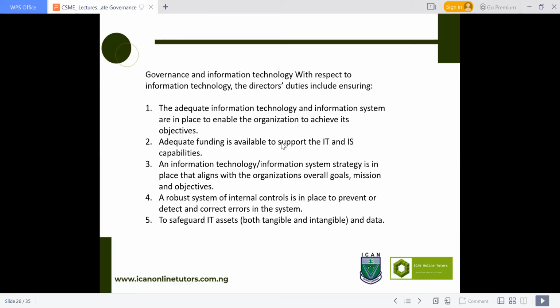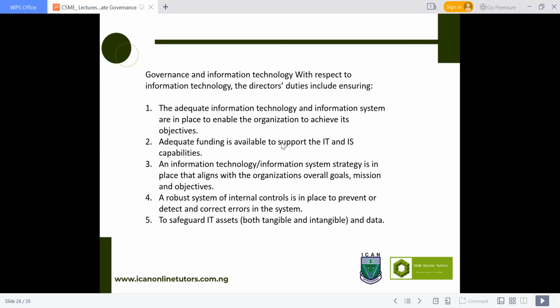So maybe sometimes you have to change your accounting system. Maybe you have to upgrade to cloud-based. It's not necessary for you to be in the organization before you're able to do some things. Who is responsible to make sure that all those facilities are in place? There are directors.